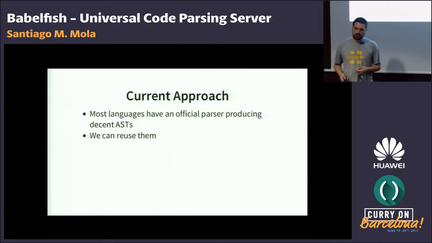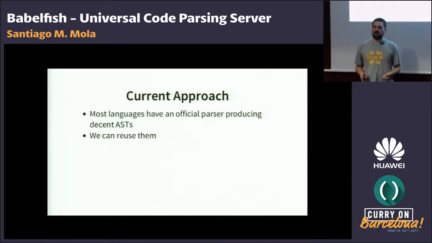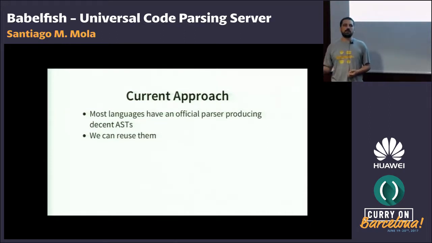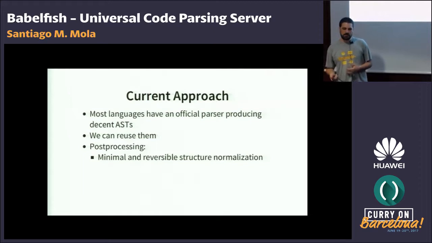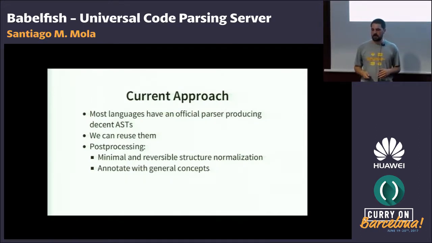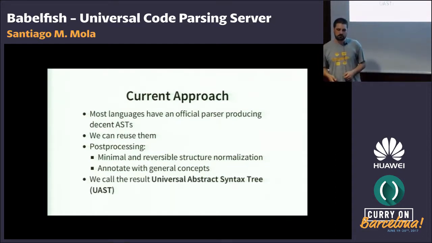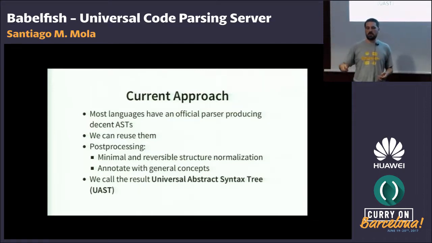So that's where we reach our current approach, which comes after the realization that most languages have an official parser producing a decent AST. If not an official one in the standard library, they have a de facto standard. So we should be able to reuse these parsers and then add, as a post-processing step, some minimal structure normalization, which is also reversible, but that's a minor detail at this point, and annotate with these general concepts on this language-specific AST. The result of this post-processing step is what we are calling, in this project, Universal Abstract Syntax Trees, or UASTs.